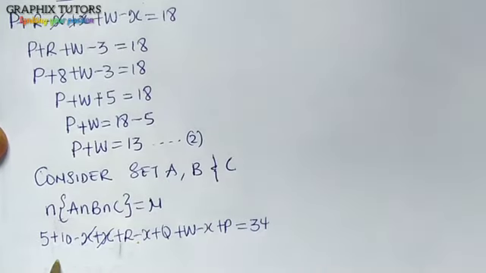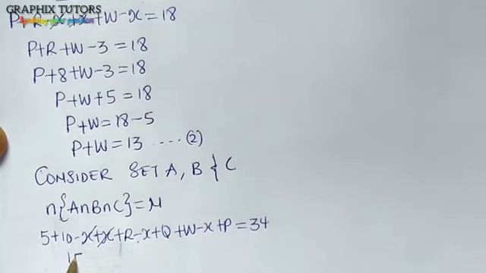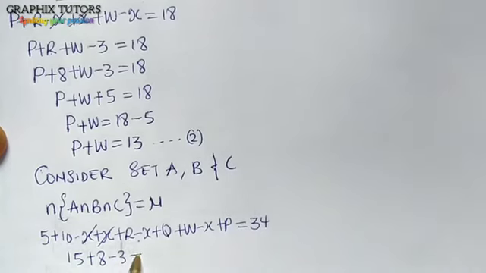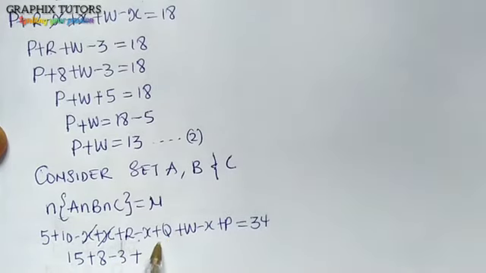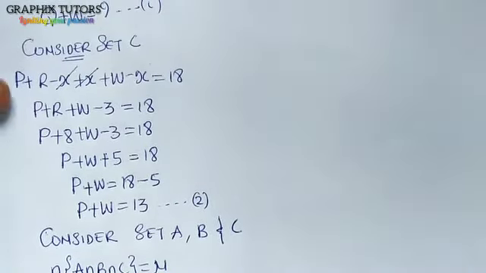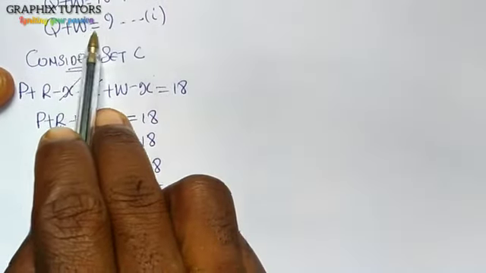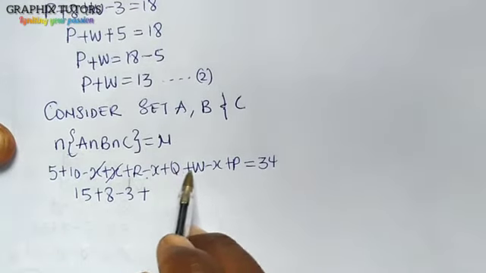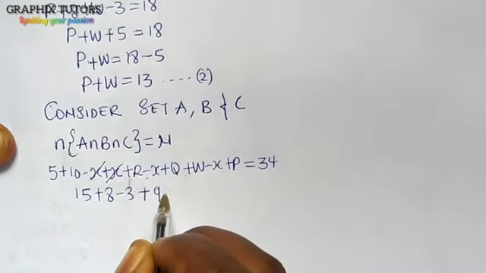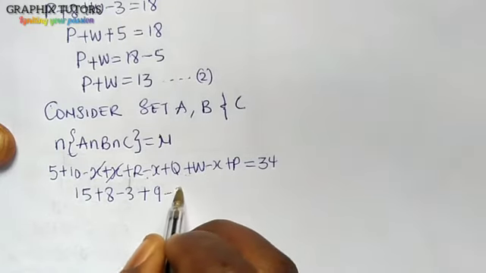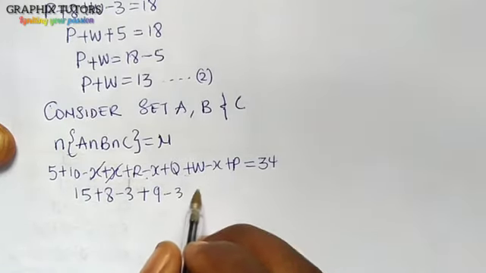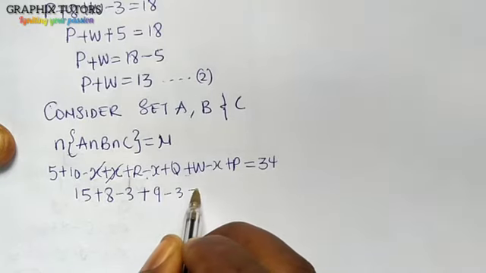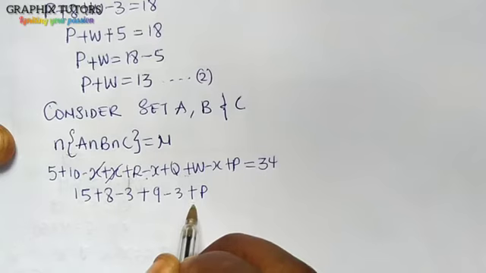So let's put our arrow here. We say 5 plus 10 is 15. Arrow is 8. Plus 8 minus 3 plus, we don't know what q is, but we know one thing: q plus w is 9 in equation 1. Can you see? So from here, q plus w is 9. Now we have minus 3, and we have plus p. Are we good?